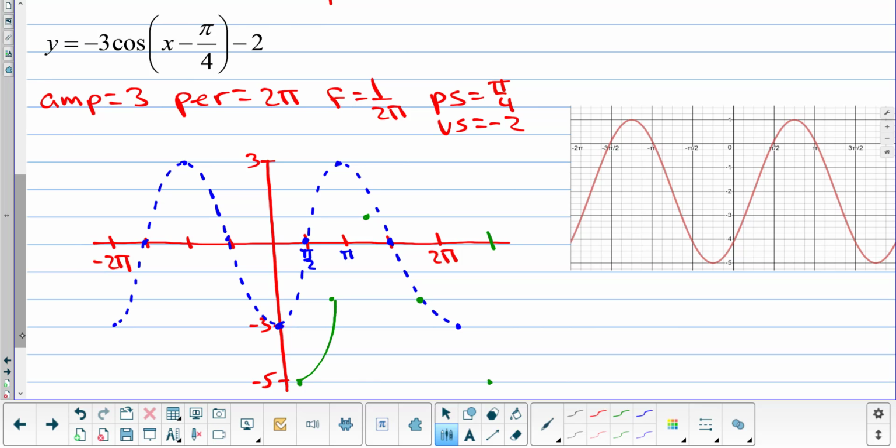So here is the final product with one full period, and then we need another one. Right a half and down two, right a half and down two, right a half and down two. And there we have it.